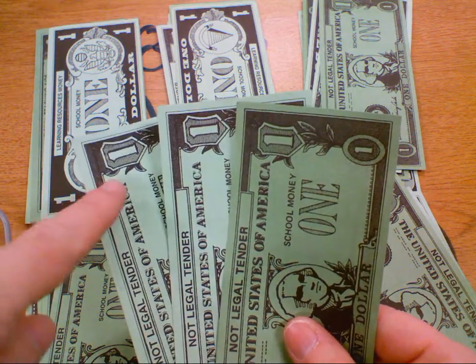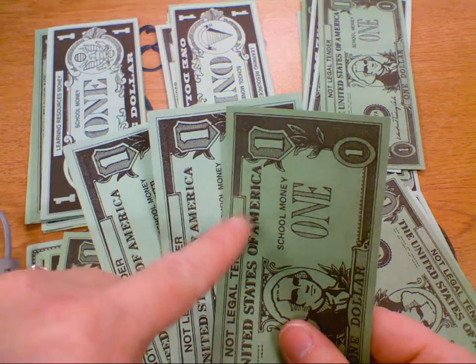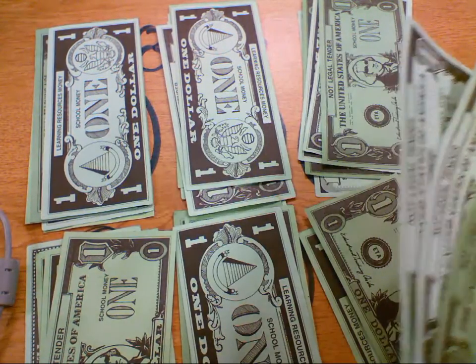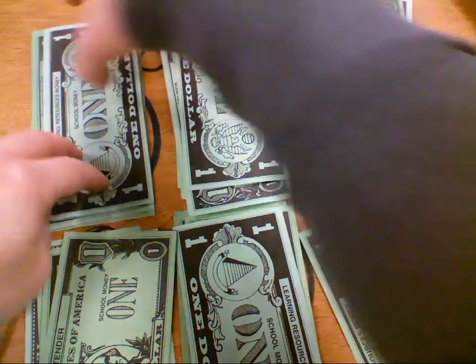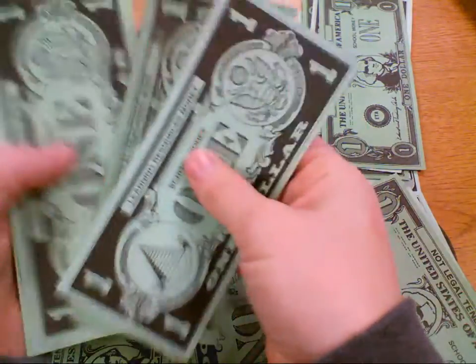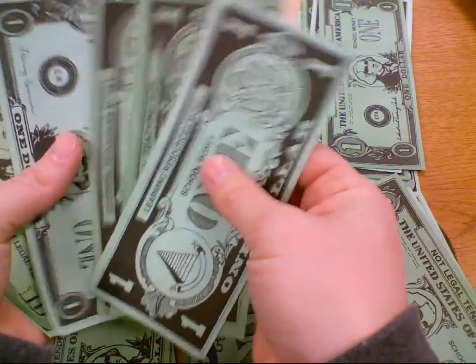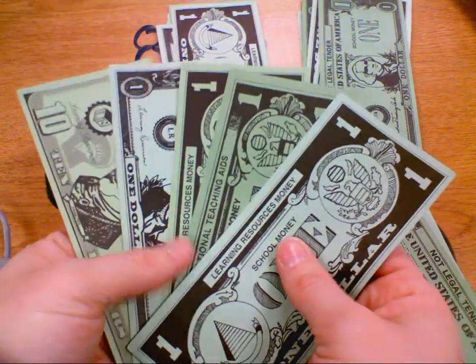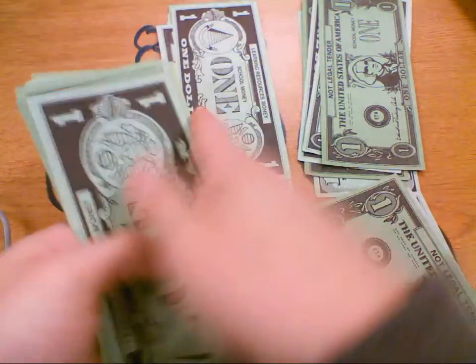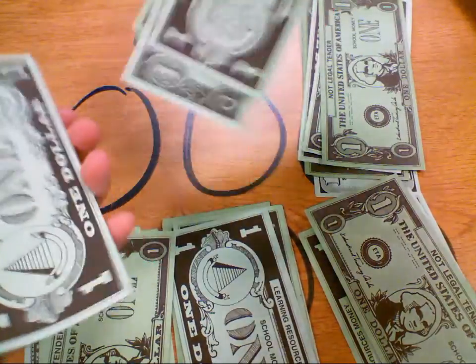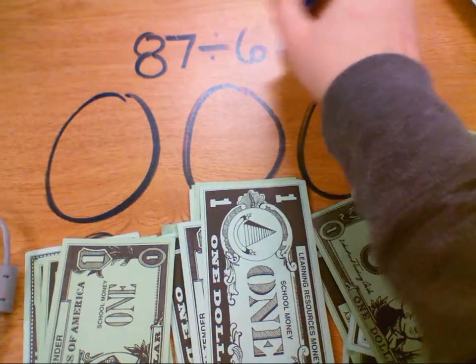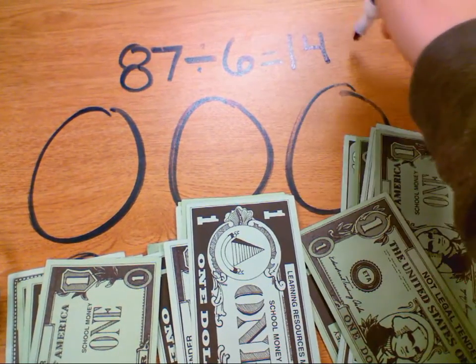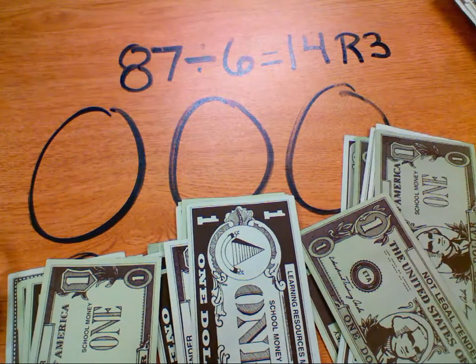So we have 3 ones that I cannot place equally. So they are my remaining. Okay, they're my remainder. So now I look and see how many I have in each group. And I notice that I have 4 ones and a 10. That equals 14. So my quotient would be 14, remainder 3.